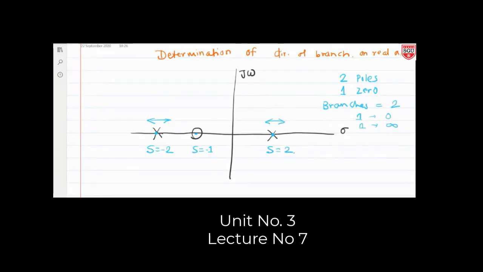So we want to know whether the branch starting from this will go here or will go here. Similarly, from here the branch will go here or go here. That we have to find by using this rule. So how to find out? Let's see. We will apply the rule.